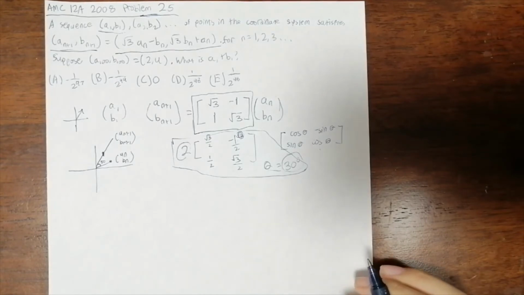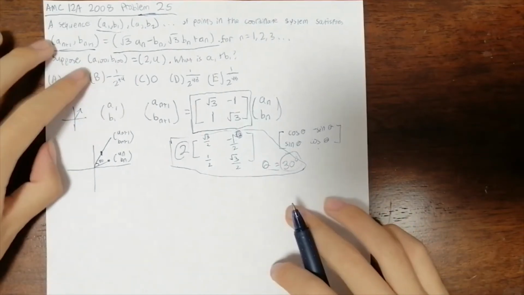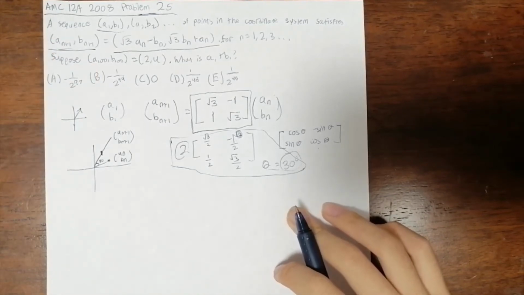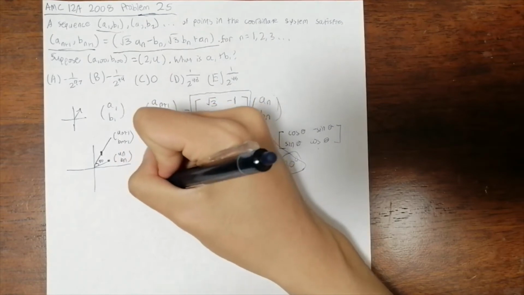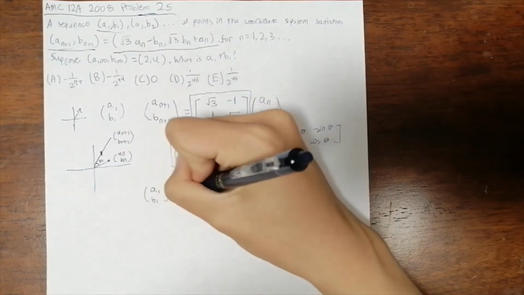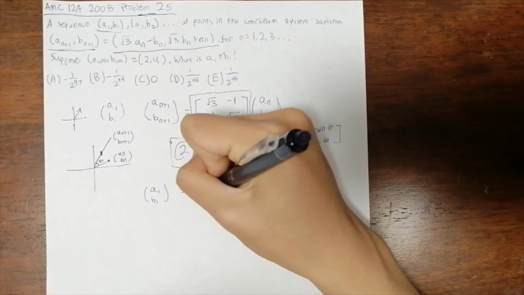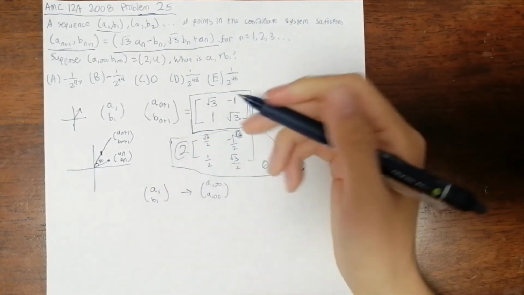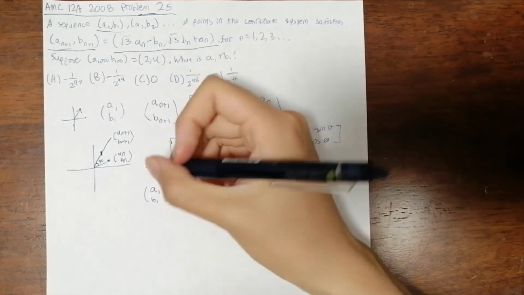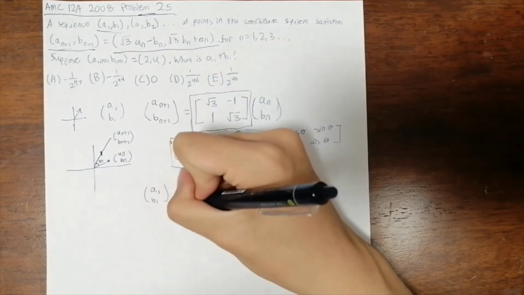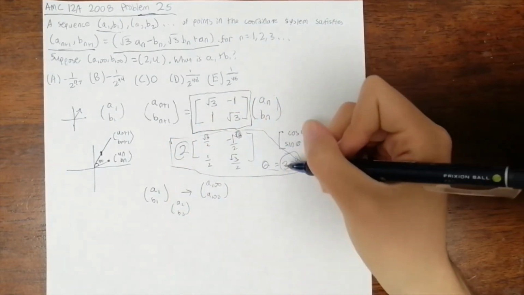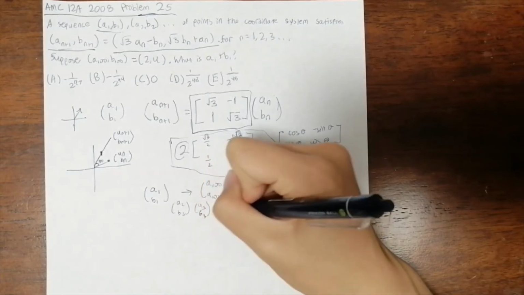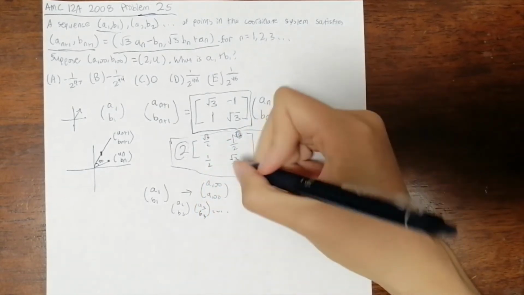How many times do we have to do this operation to get to (a_100, b_100)? That's 99 times, because each operation adds one to these numbers. For example, one operation would get you to (a_2, b_2). A second one would get you to (a_3, b_3), and so on, until you get to this last term, which is going to be 99 operations.